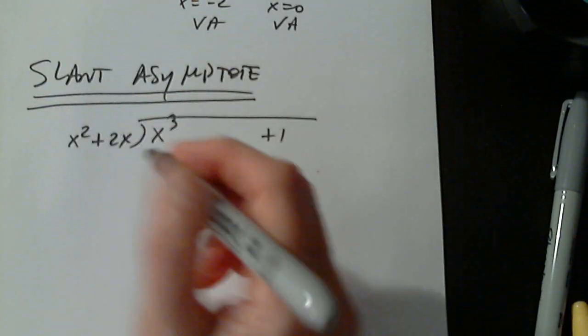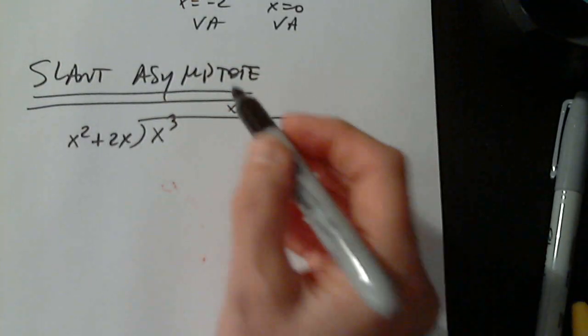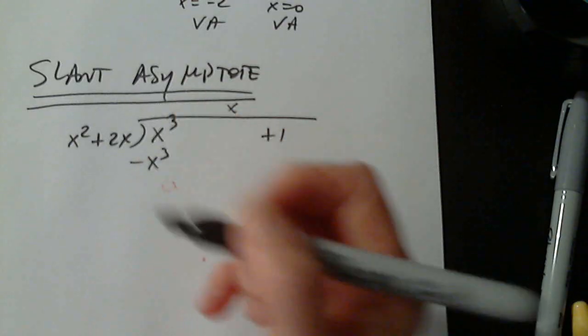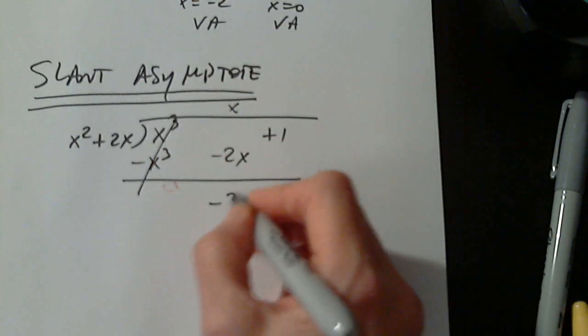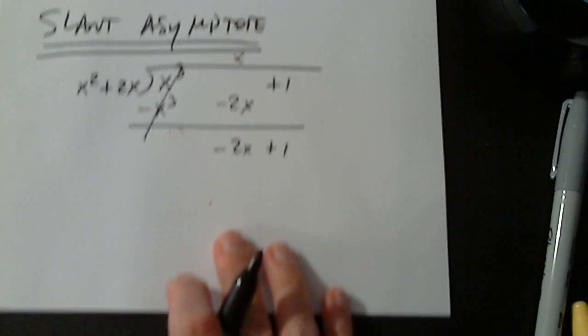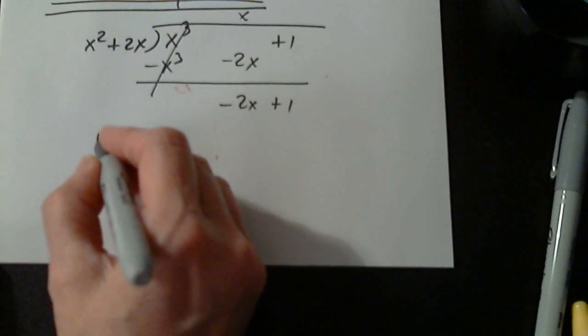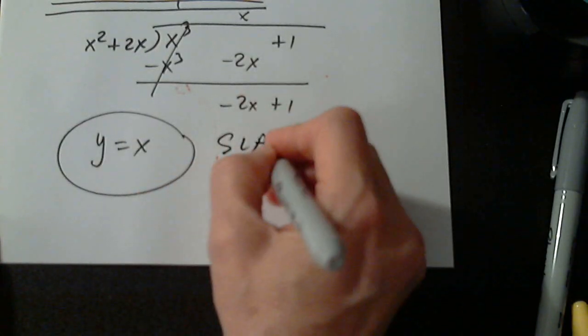Okay, so how do we get that? X squared times x is x cubed, so whatever has to be x. X times x squared is x cubed, I subtract. X times 2x is 2x squared, I subtract. And I get negative 2x plus 1. And I cannot continue. So the quotient is y equals x. Just the quotient is the slant asymptote.